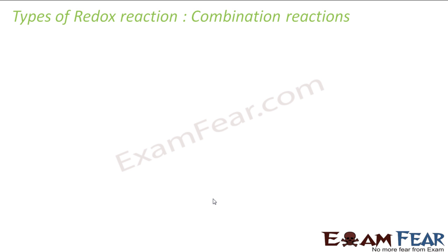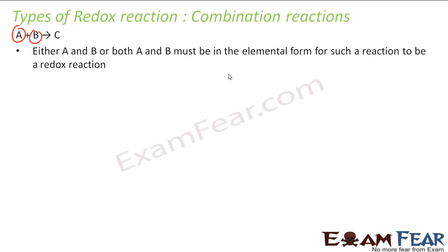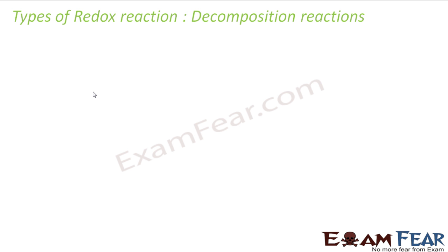Combination reaction, as the name suggests, is of the form A plus B gives C. Here either A or B or both A and B has to be in elemental form. An example can be carbon plus oxygen gives CO2. Here both C and O2 are in elemental form, and it gives carbon dioxide, which is not in elemental form.